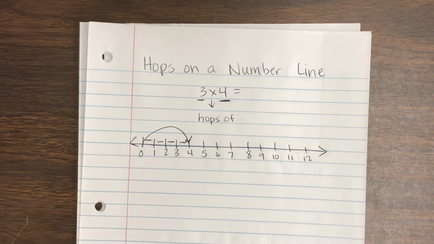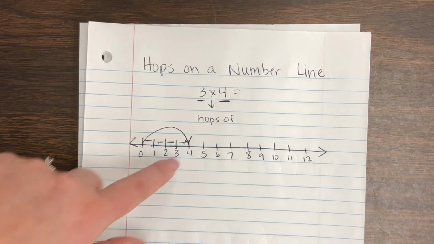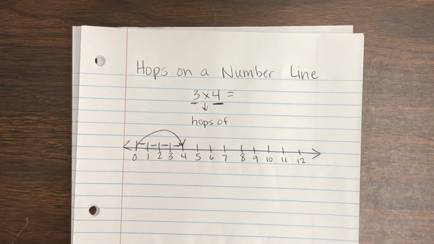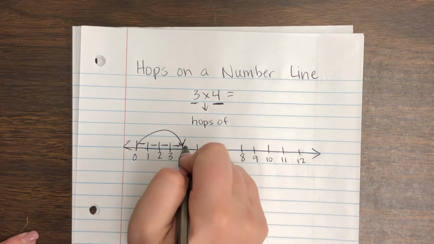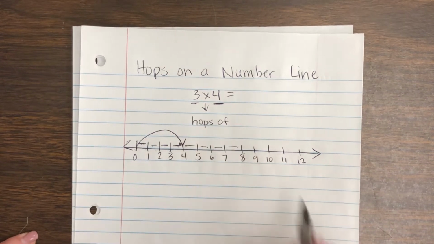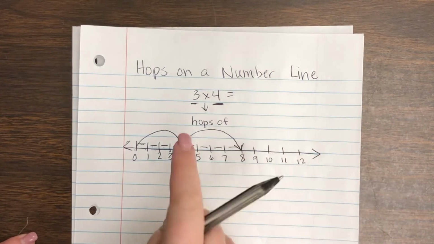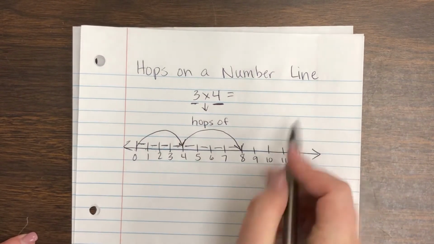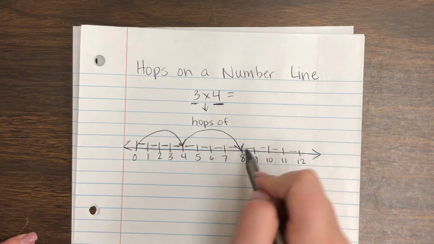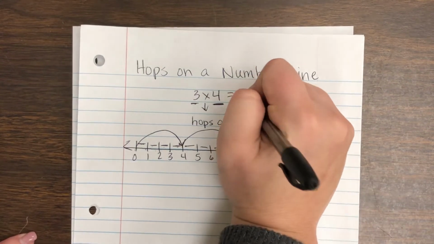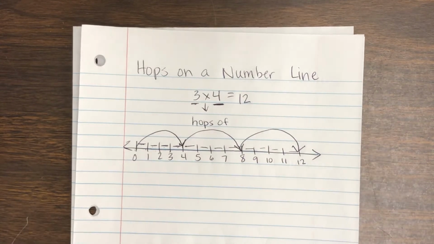Our second hop is going to start right out of the 4. We're not going to go to the 5. No, all the hops have to stay connected. And we are going to hop 4 more. So let's count up 4 more spaces. 1, 2, 3, 4. Our second hop's going to land on 8. Now we have 2 hops. We need 1 more hop. 1, 2, 3, 4. Our third and final hop lands on 12. So my answer is 12. 3 times 4 is 12.